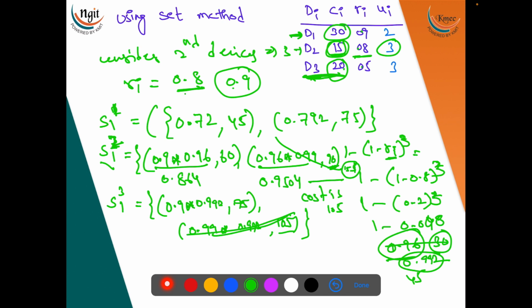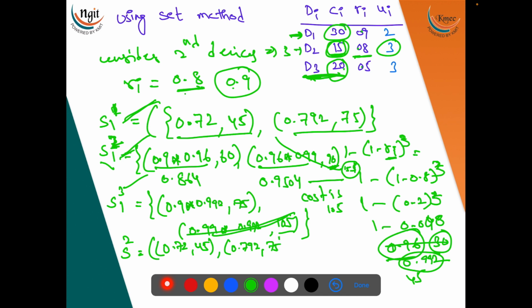Now write the final S2 set. S2 set is what? You just merge S1 with single copy, S1 with double copy, S1 with 3 copies. You just merge the solutions. That is 0.72 comma 45 will be in the set. And the next is this value 0.792 comma 75, and 0.864 comma 60, and 0.8928 comma 75. So with this we finished D2 with 3 copies, and we still have more to move for S3.